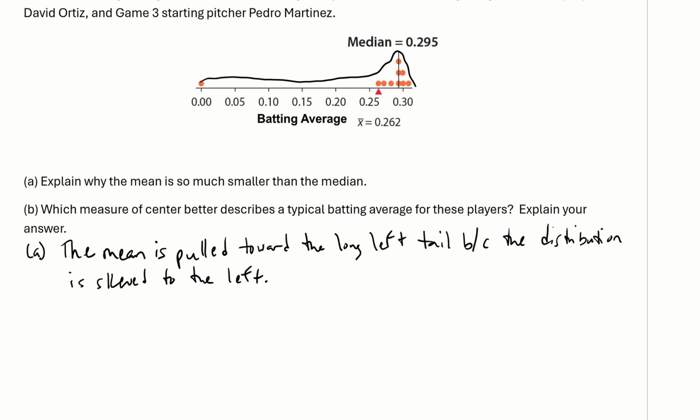Okay, so skewed to the left. And the outlier is going to lower that mean, right? So that's why it's going to be smaller then, right? Because it's being pulled to the left, and therefore it's less than.